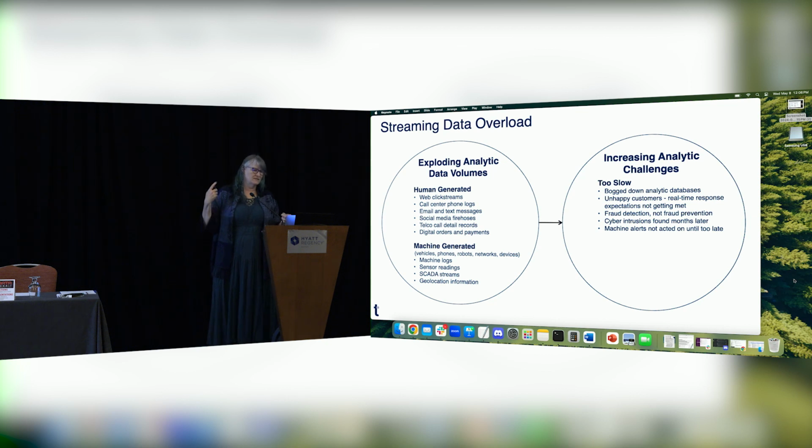And the same thing is true of pretty much any machine log. For network optimization, for finding cybersecurity threats, for the SCADA streams. I don't even know how to say that, an acronym, but it's the control of all your devices, all the information they're giving you so that you can monitor them and control them really well.